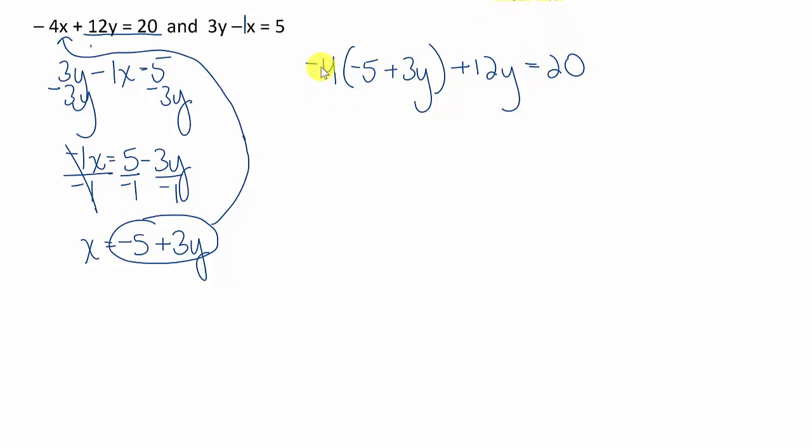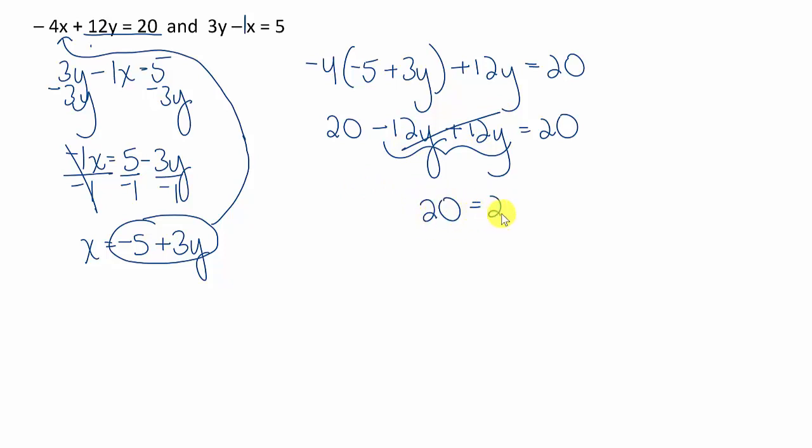So let's start solving this. -4 times -5 is 20. -4 times 3y is -12y. And then I have to bring down this 12y and this 20. When I go to combine these like terms, look what happens. -12 plus 12 is 0y. We don't want to write 0y, we just want to get rid of it. So it's not there anymore. So I have 20 equals 20.